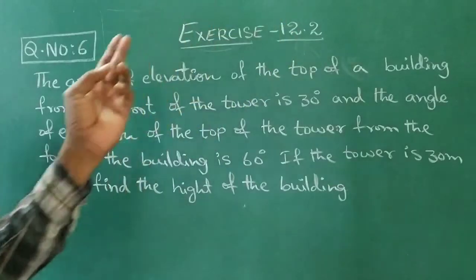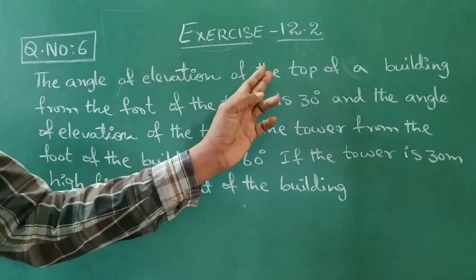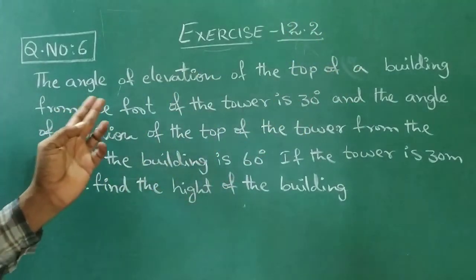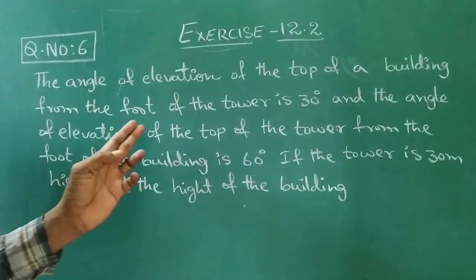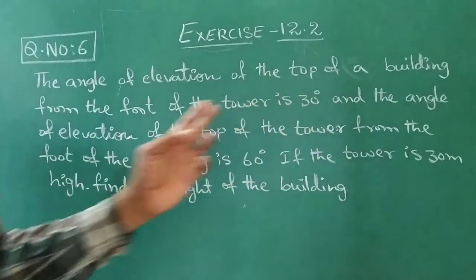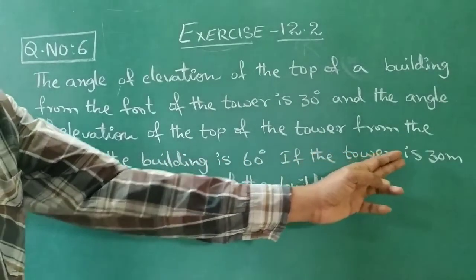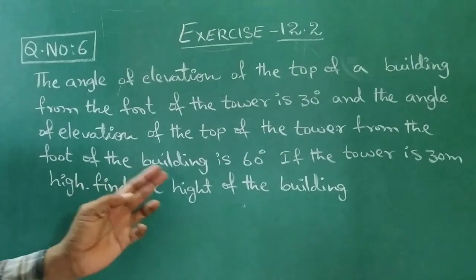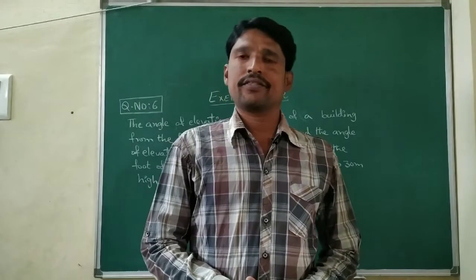Exercise 12.2, question number 6. The angle of elevation of the top of a building from the foot of the tower is 30 degrees and the angle of elevation of the top of the tower from the foot of the building is 60 degrees. If the tower is 30 meters high, find the height of the building. Let us see the solution.